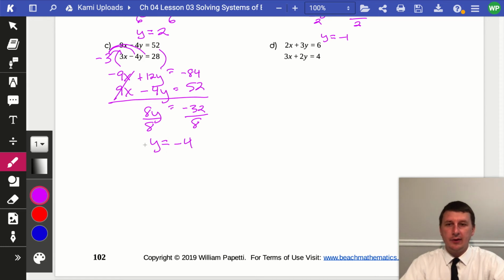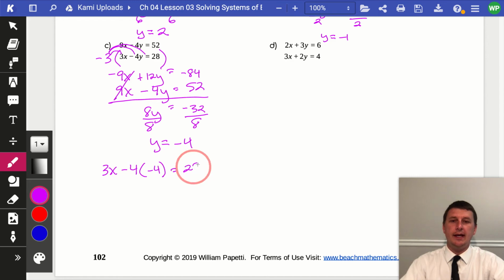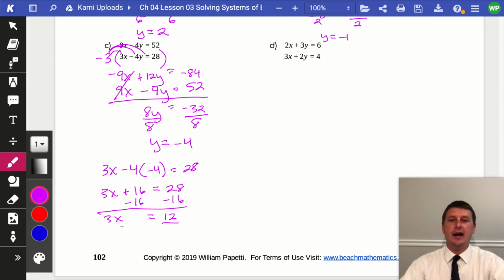Now that I have my y value, I want to go back and substitute it into either equation. The equation I'm going to choose is that bottom equation, 3x minus 4y, but instead of y, I'm going to put in a negative 4, is equal to 28. 3x, negative 4 times negative 4 gives me positive 16, is equal to 28. I'm going to subtract 16 on both sides of the equation, and I will have 3x is equal to 12. My last step is to divide by 3 on both sides of my equation, and I will arrive at an x value of 4.